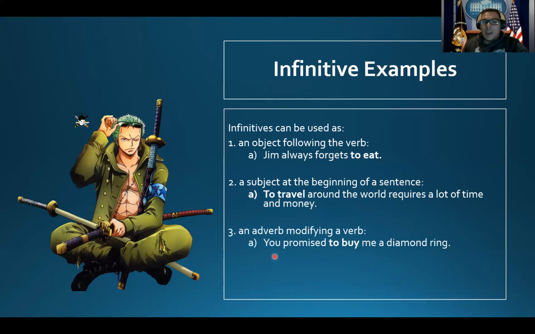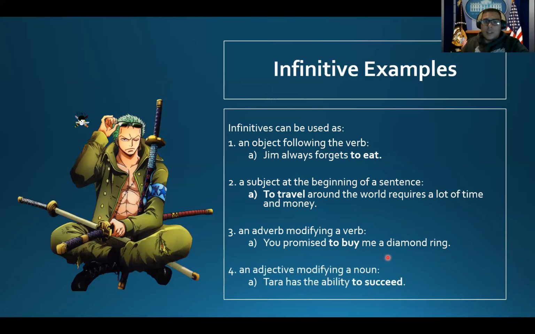Well, we can use them as an adverb to modify the verb. And here we have our example. You promised to buy me a diamond ring. What did you promise? To buy me a diamond ring. So it's describing the type of promise that it was.